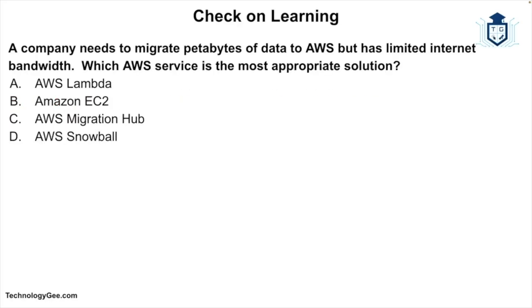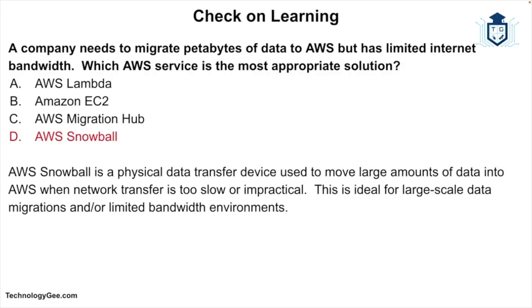And our final question is, a company needs to migrate petabytes of data to AWS but has limited internet bandwidth. Which AWS service is the most appropriate solution? Would this be AWS Lambda, Amazon EC2, AWS Migration Hub, or AWS Snowball?